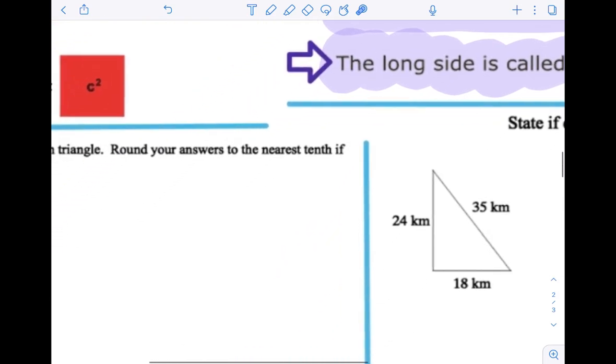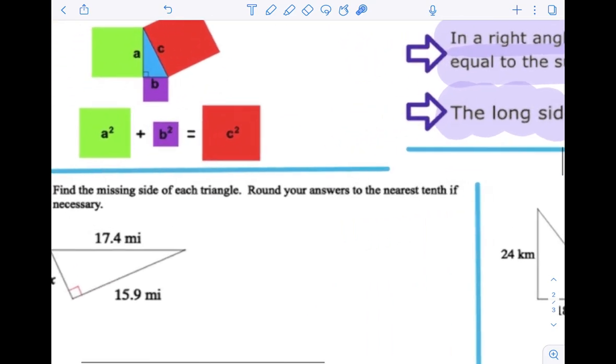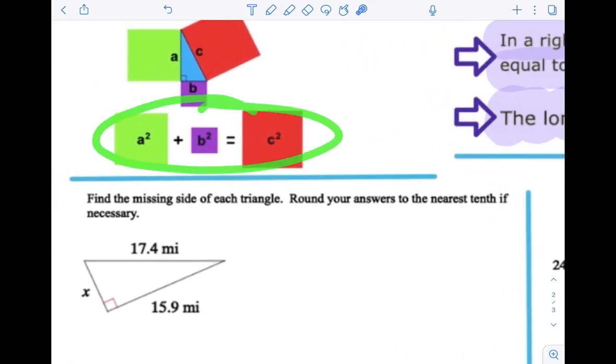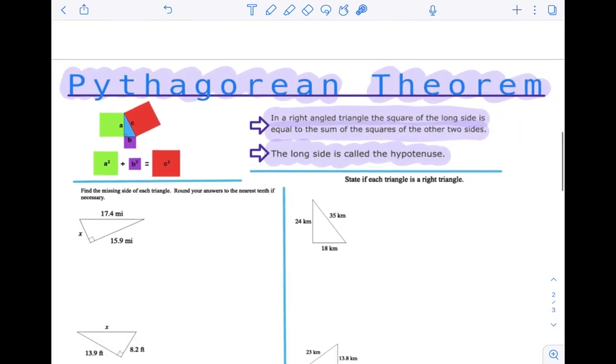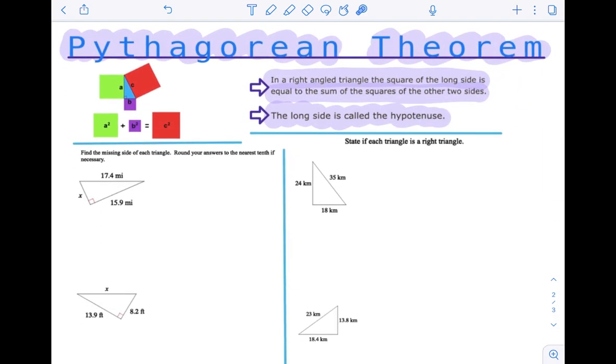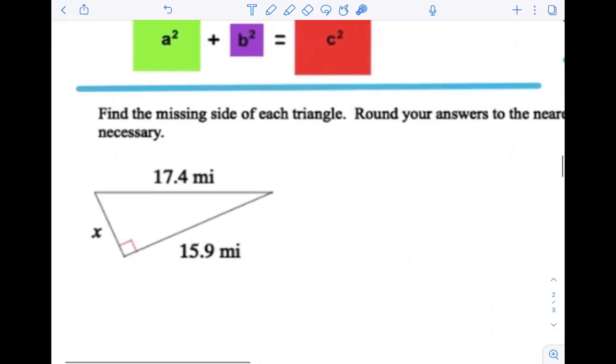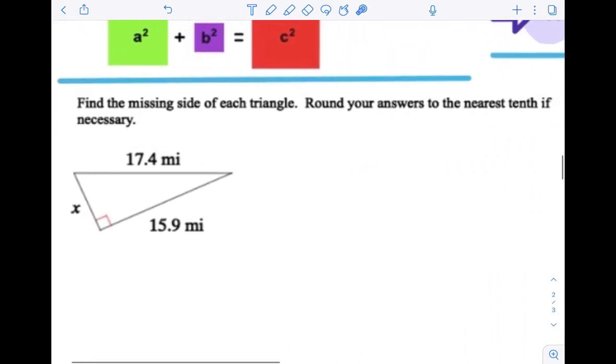Right triangle. So let us see how we are going to use this a squared plus b squared equals c squared theorem to do this work. All right? So first thing we do, of course, we already know, is we read the instructions. The instructions say, find the missing side of each triangle, round your answer to the nearest tenth if necessary.